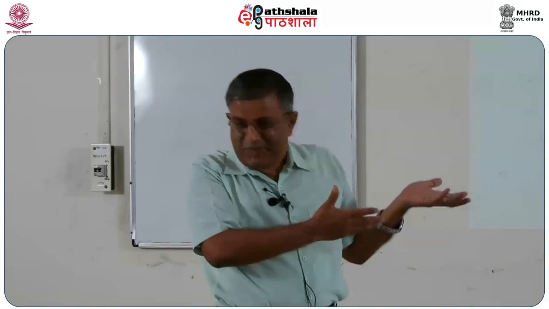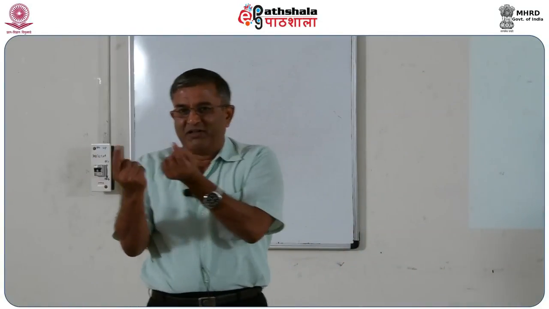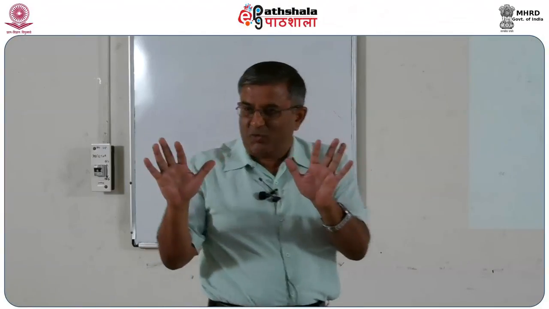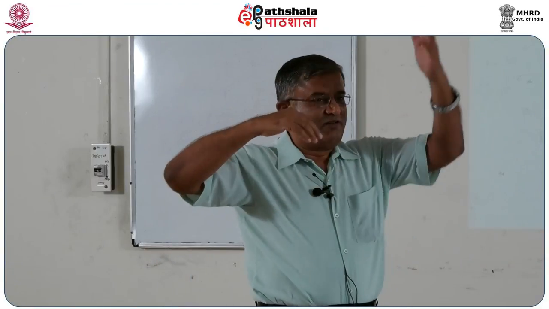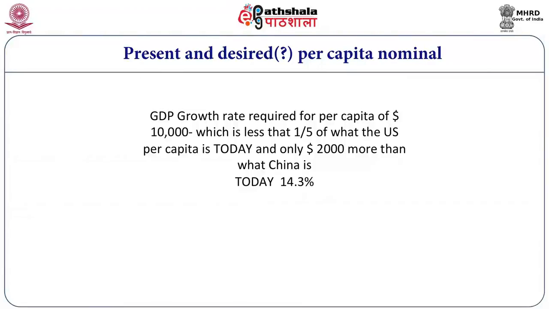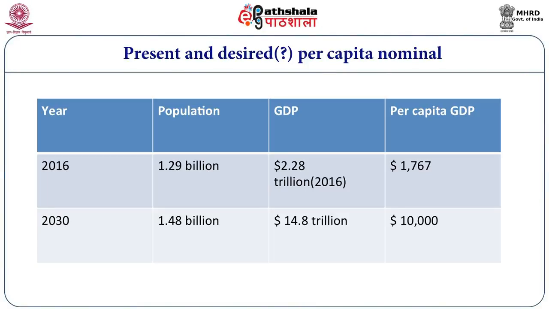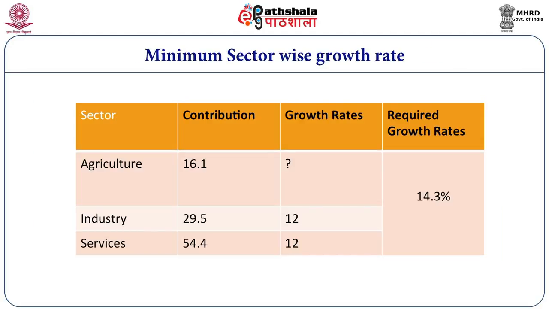You need 14%. This 0.1, 0.2% is all bogus. The argument we are having about 7.1, 7.2, 7.3 doesn't matter, because even if you do 14, you will still be a poor economy in 2030. So historically, growth rates I have shown, agriculture has grown at 2%, industry has grown at 9%, manufacturing at 10. We have never reached 14.